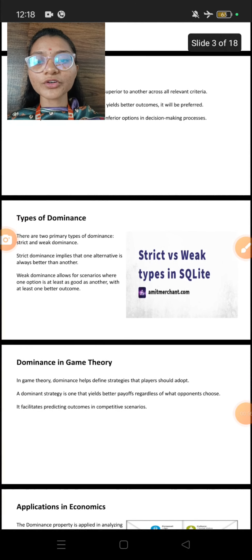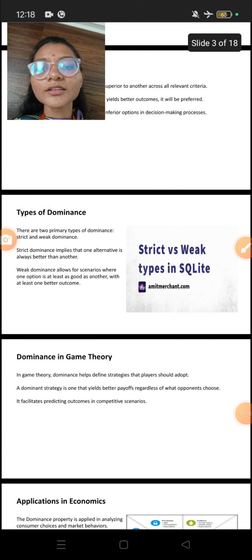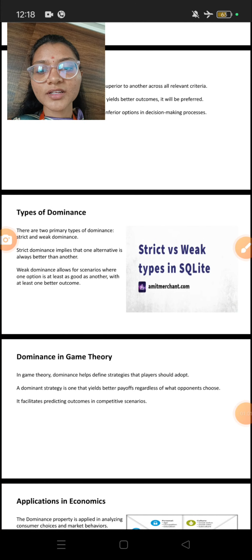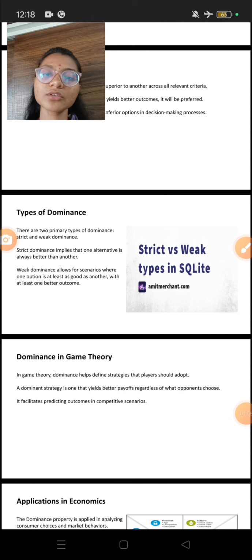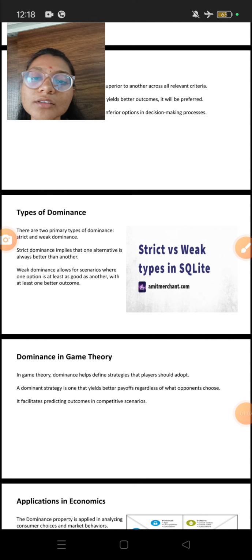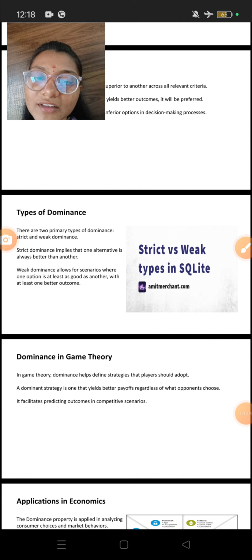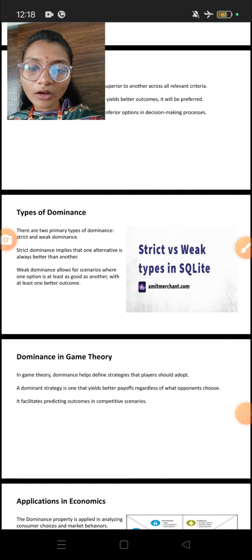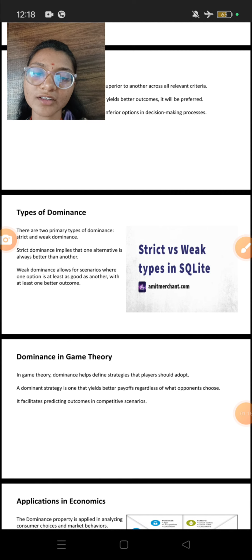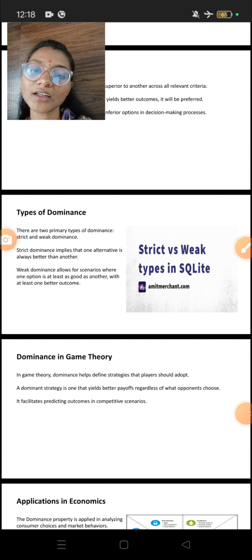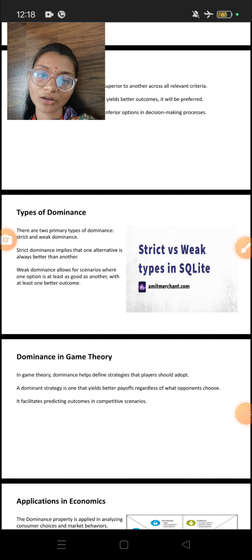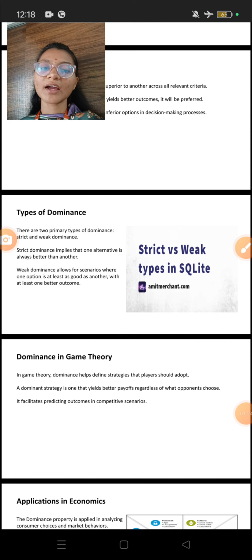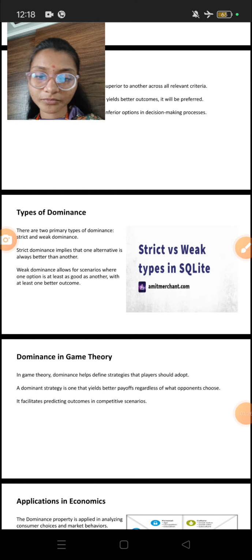Coming to the types of dominance. There are two primary types of dominance. One is strict and the other is weak dominance. Strict dominance implies that one alternative is always better than another. Weak dominance allows for a scenario where one option is at least as good as another with at least one better outcome. Strict versus weak types.